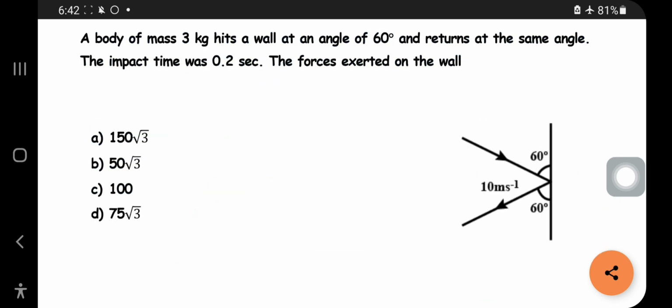So guys, this is an important question related to the change in momentum in the chapter of Newton's laws of motion. This is highly expected, and you can remember the formula easily to solve the question, but I will explain it so that you can understand the thing. A body of mass 3 kg hits a wall at an angle of 60 degrees and returns at the same angle. The impact time was 0.2 seconds. The force exerted on the wall is. So as I told you before, what is momentum change.